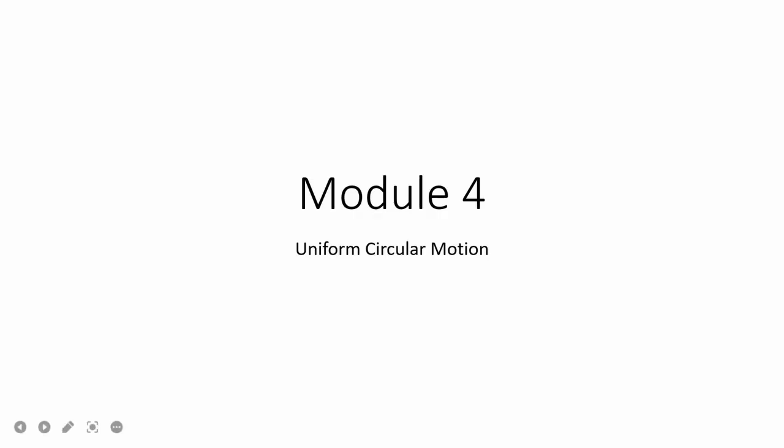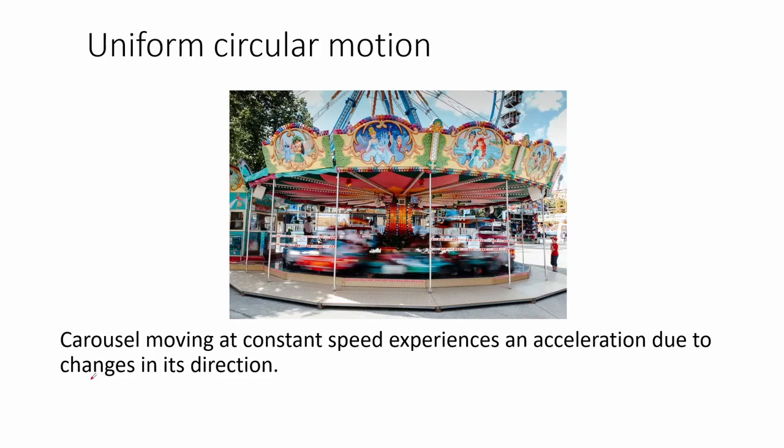In this section we will talk about uniform circular motion. In a carnival you would see rides that move in a circular motion, like this carousel. Although these rides move at a constant velocity, they experience an acceleration.